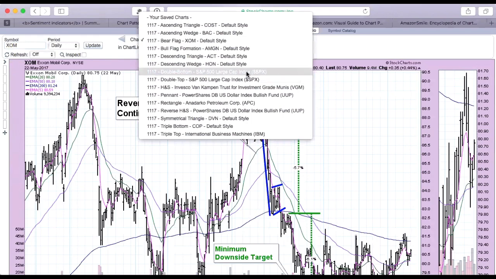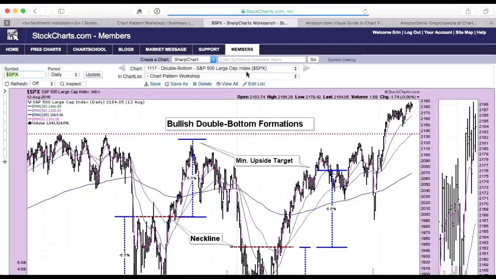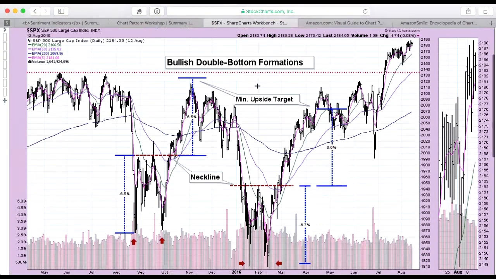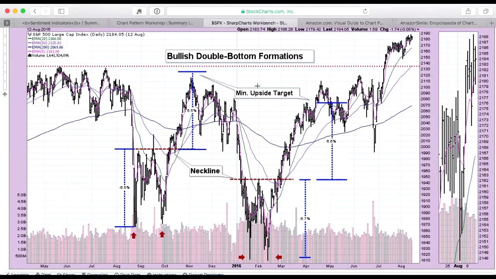Which double bottom? Here we go. I actually used the S&P. I found back when we had those deep declines, they really did form pretty much the perfect double bottoms, in my opinion. So I decided I'd go ahead and use those.